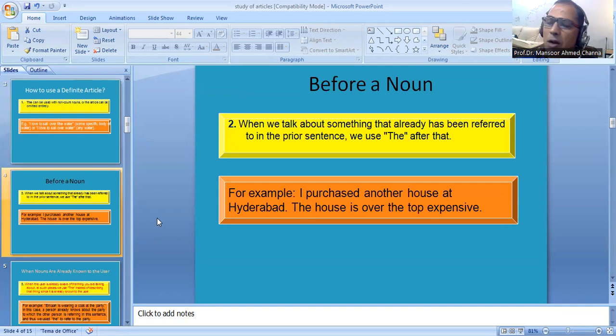This definite article can be used before a noun when we talk about something that has already been referred to in the prior sentence. We use the after that. For example, I purchased another house in Hyderabad. The house is over the top expensive.